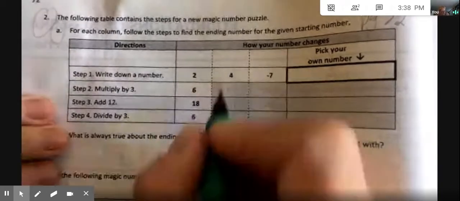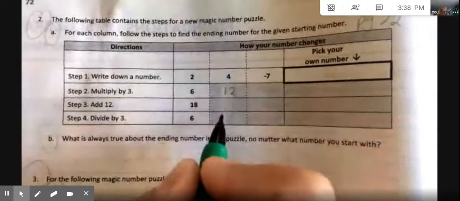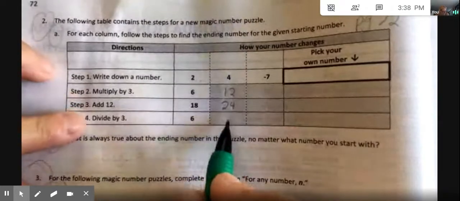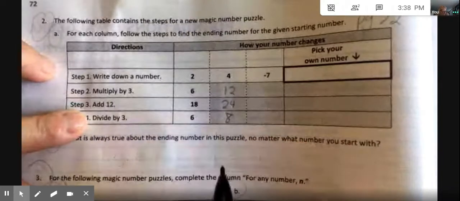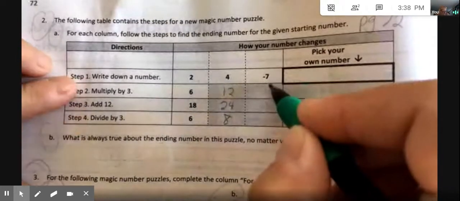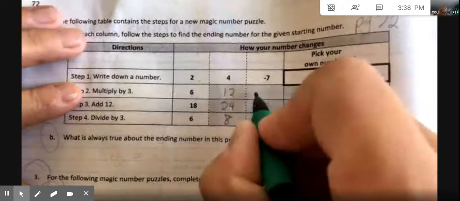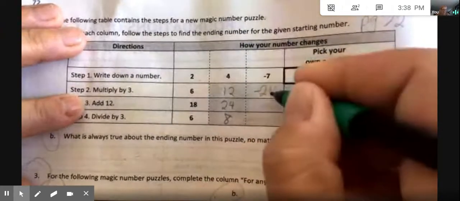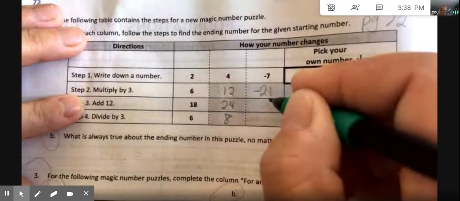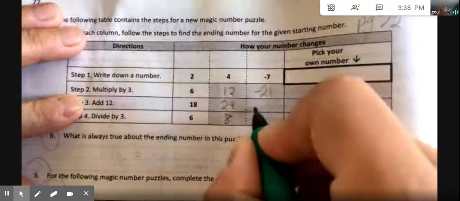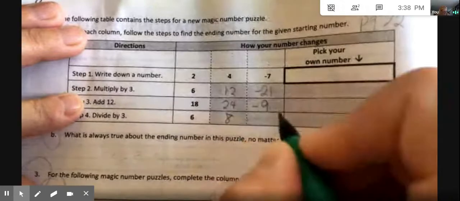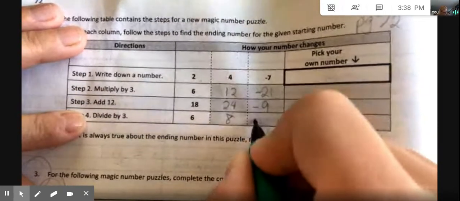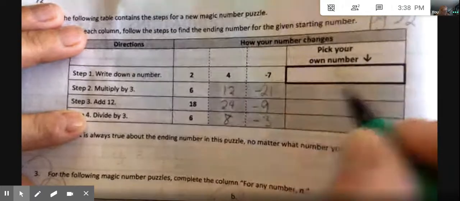4 times 3 is 12, and then we're adding 12. That'll give us 24. And then we're dividing by 3, which is 8. Negative 7 times 3 is going to be negative 21. Add 12. So remember, we're down 21. We need to go up 12. So that'll get us to a negative 9. And then divide by 3, which will be a negative 3.